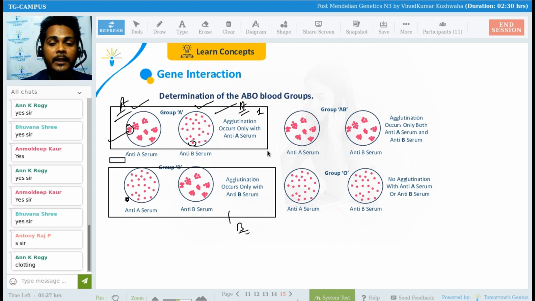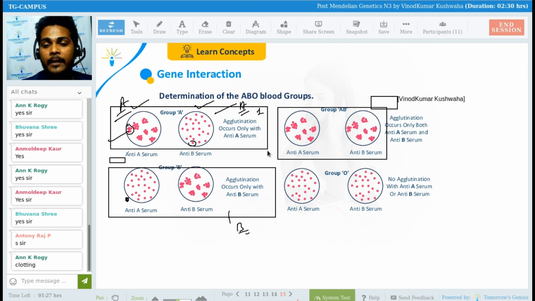But in case of AB, there is no separate cells. Both show clumping. Agglutination occurs with both anti-serum A and anti-serum B, so the person has blood group AB. So here is the AB blood group.